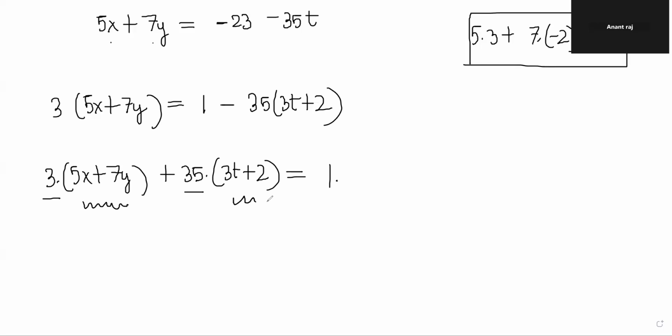5x plus 7y and 3t plus 2, these are some integers, right?